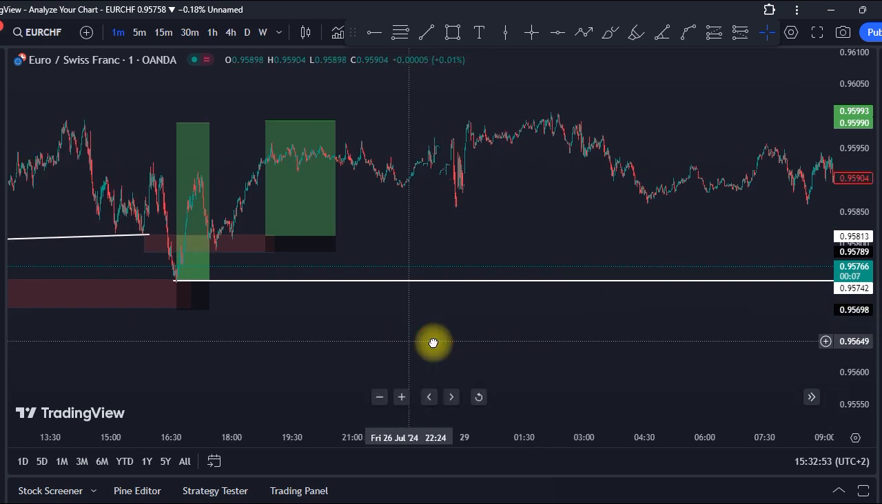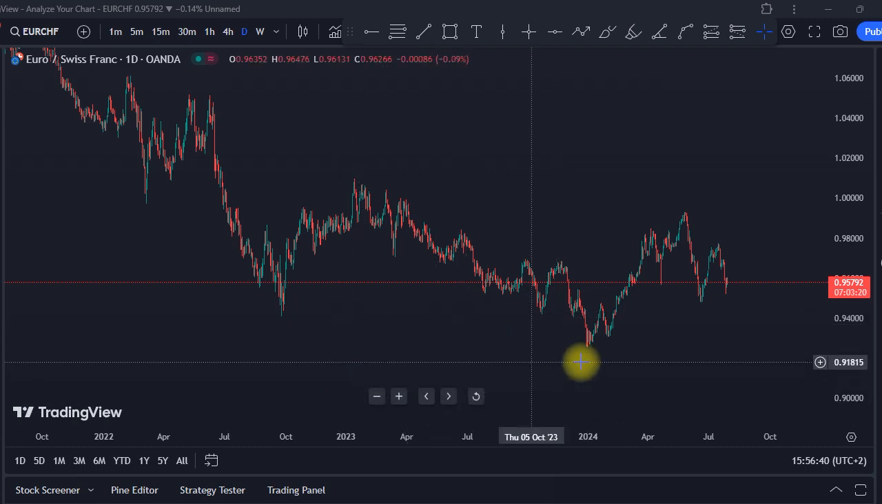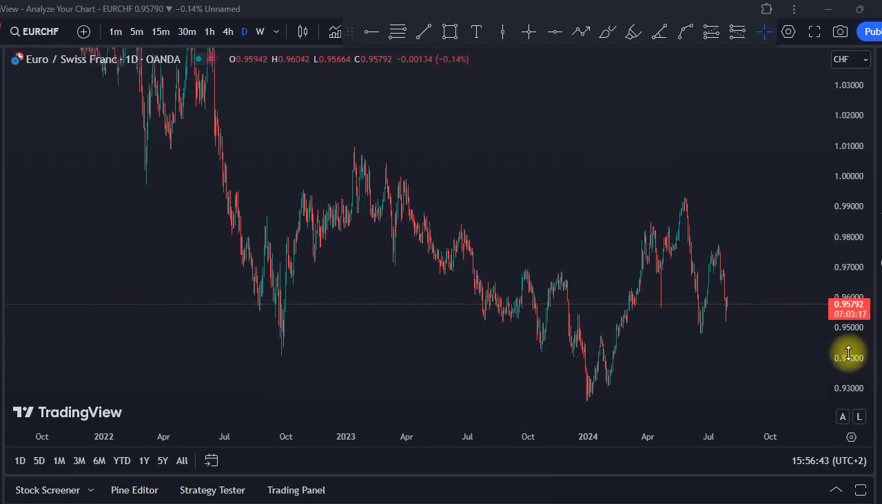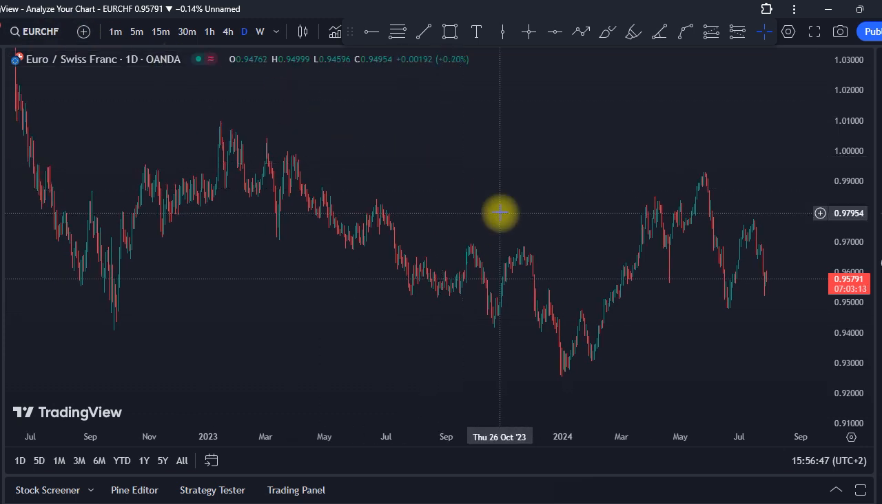Now we're going to look at another example on a higher time frame. Okay guys, now let's continue with the video. Let's look at an example on a higher time frame. This is the daily time frame. It's the Euro Swiss franc pair.